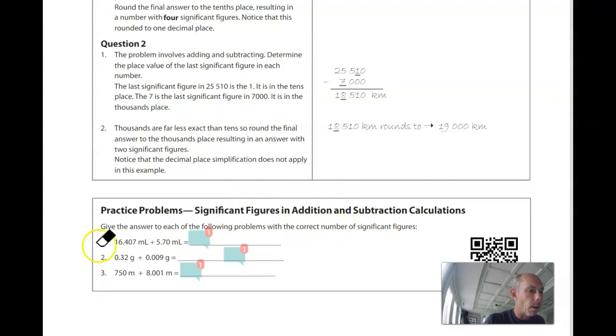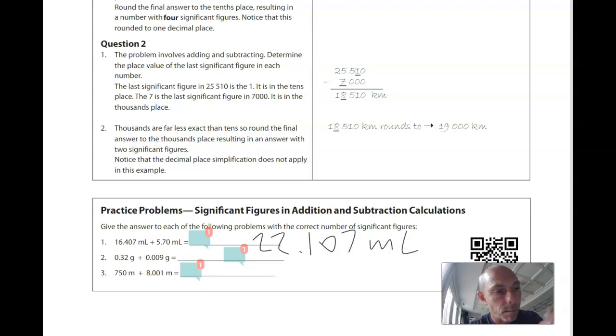All right, so I'm going to look at practice problem 1 here on the next page. I just flipped to page 39, and I'm going to first add 16.407 to 5.70. And I get 22.107. And if I add milliliters to milliliters, I get more milliliters. So my unit is milliliters. All right, well, both numbers had a decimal place, so I can round to the fewest number of decimal places.